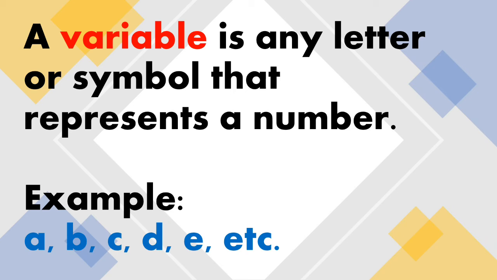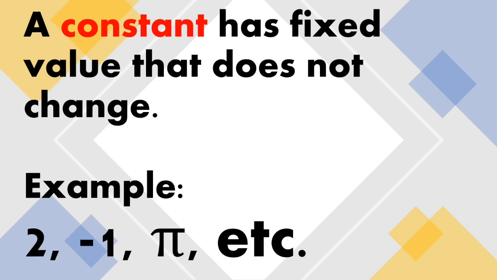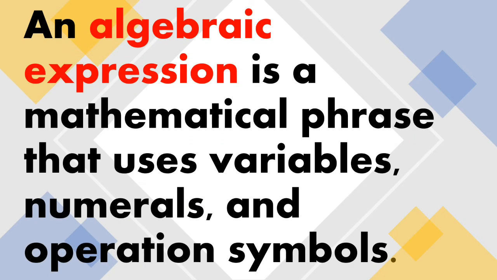Remember, a variable is any letter or symbol that represents a number. Some examples are A, B, C, D, E, etc. A constant has a fixed value that does not change. For example, 2, -1, pi, etc. An algebraic expression is a mathematical phrase that uses variables, numerals, and operation symbols.